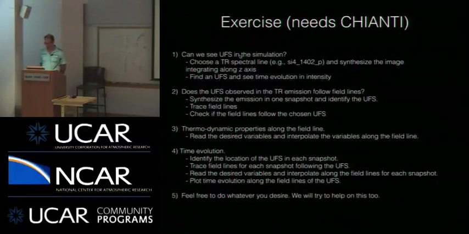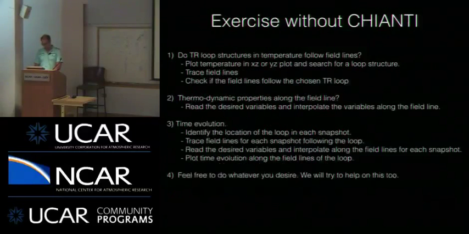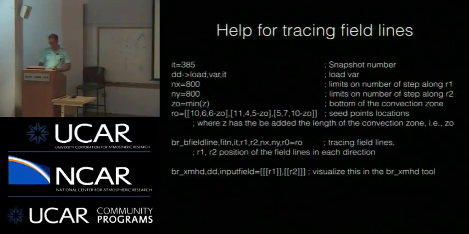I'm going to give you some help for the field lines in the next slide. The next thing will be to try to figure out what the thermodynamics are along this field line, and the time evolution, and so on and so on. To help you, there's also a similar exercise without Chianti, for those who didn't manage to run Chianti, or who don't have Chianti in the SolarSoft packages. Just select a temperature somewhere in the transition region, look for a structure that looks like a loop, trace field lines and see if these structures follow the field lines. Basically it's the same as the other one, but without calculating the emission coming from silicon 4, for example.